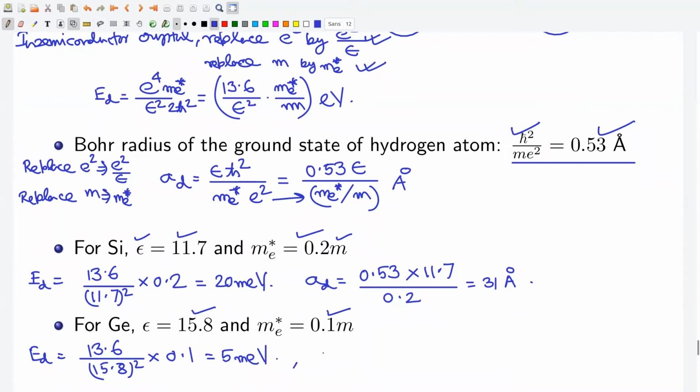And the Bohr radius is equal to 0.53 times epsilon, which is 15.8, divided by the effective mass, which is 0.1. And this is approximately equal to 84 angstrom.